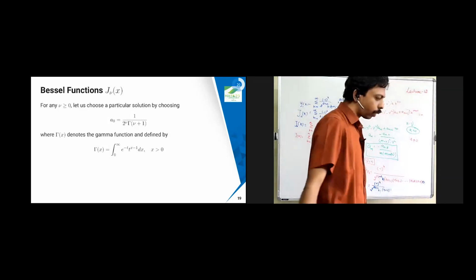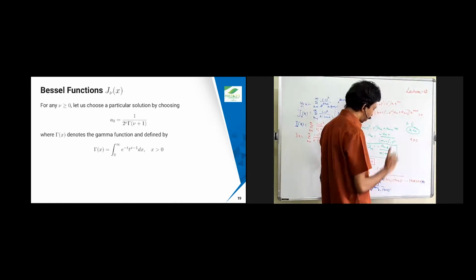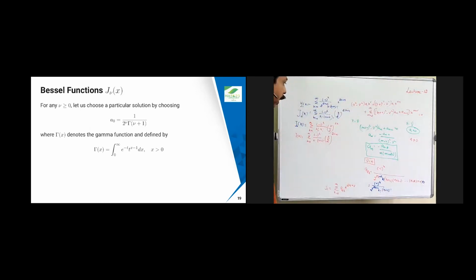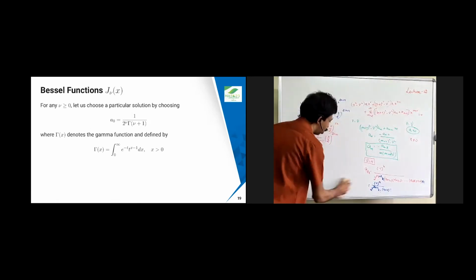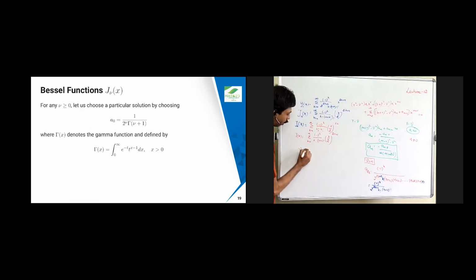Okay, now we deal with nu equal to n. Now suppose nu is not equal to n. Nu equal to n means I have chosen a naught as 1 by 2 power n into n factorial. Now if nu is not equal to n, then also we can deal with that case. See here, when nu equal to n, my a naught I have chosen as 1 by 2 power n into n factorial.